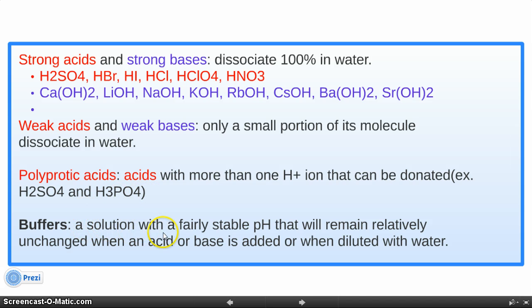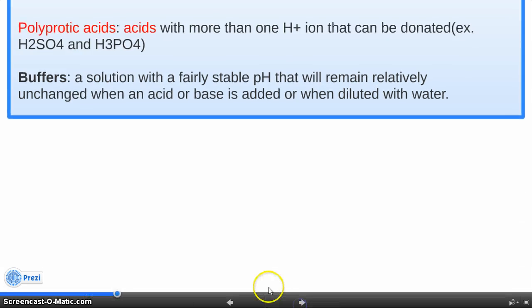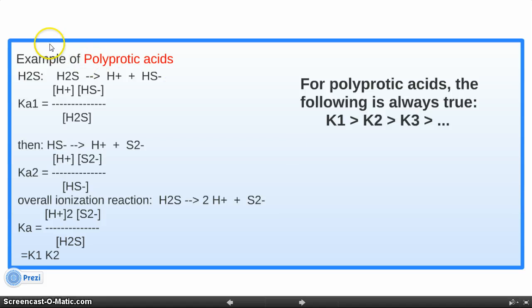Buffers are solutions with a fairly stable pH that will remain relatively unchanged when an acid or base is added or when DI water is added. As you can see for this example of a polyprotic acid, it has 2 Kas and the overall Ka is the product of the two, with H+.